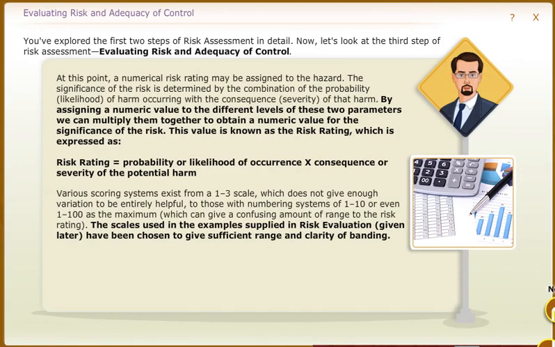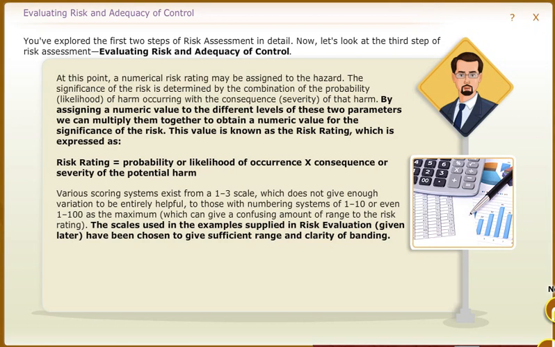You've explored the first two steps of risk assessment in detail. Now, let's look at the third step of risk assessment, evaluating risk and adequacy of control. At this point, a numerical risk rating may be assigned to the hazard. The significance of the risk is determined by the combination of the probability or likelihood of harm occurring with the consequence or severity of that harm.